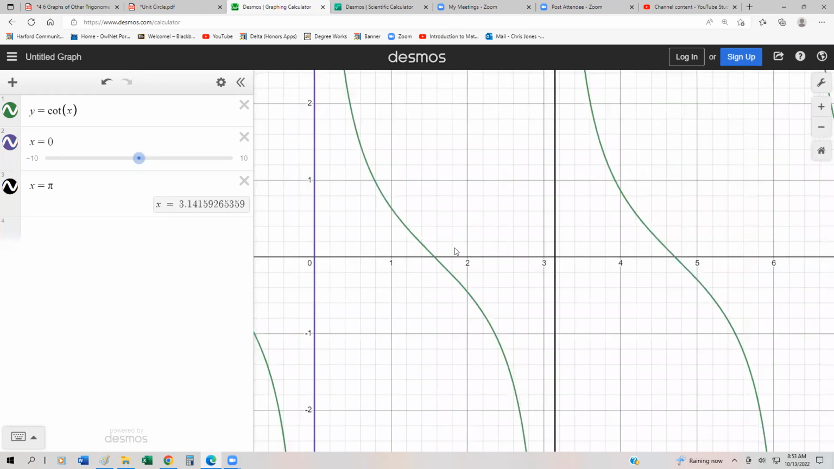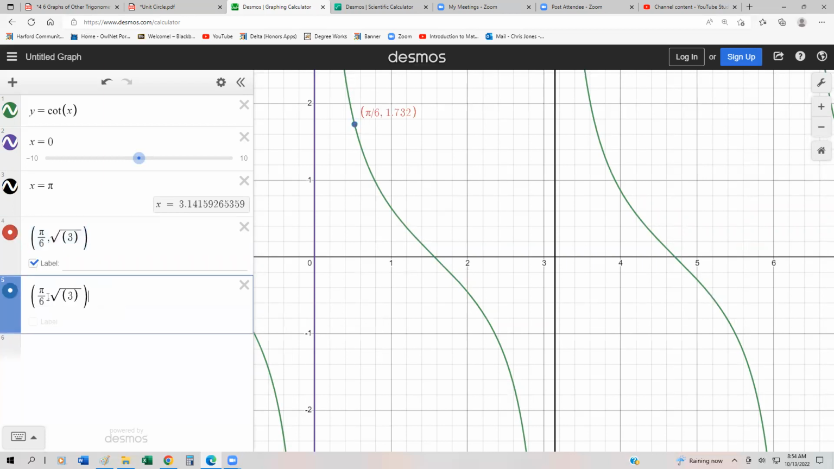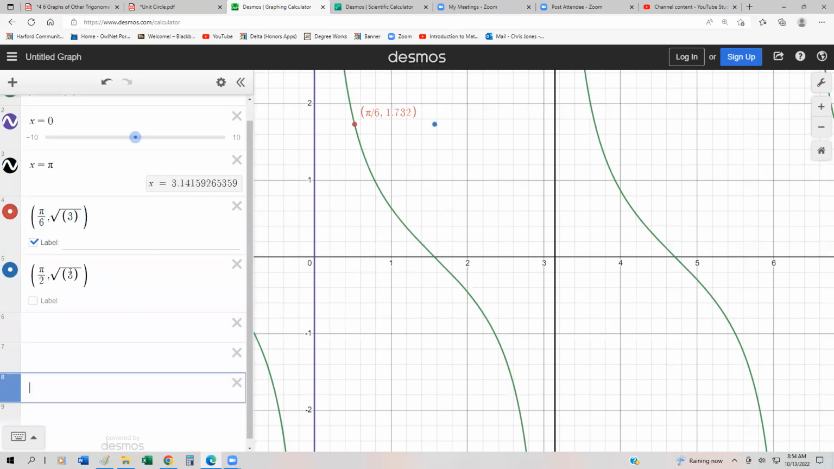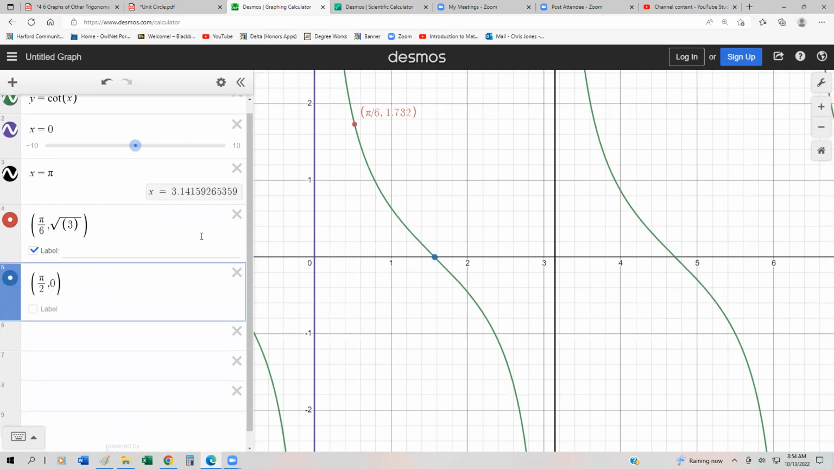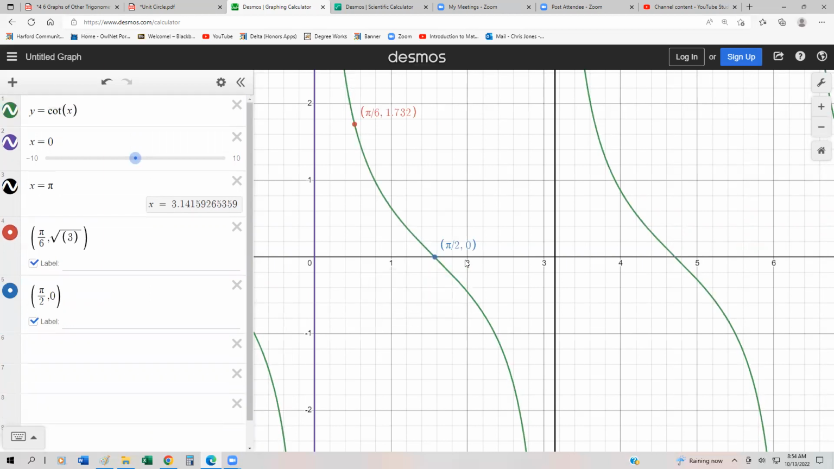So from here to here. And just to check, remember we had the point like pi over 6, square root of 3. So that point should be on the function somewhere, and it looks precisely like it's on the function. I think we had another point like pi halves comma 0. Let's see if that ends up on the function. Hey, there it is. Not surprising. Okay, so that's how we go through and plot our cotangent function.